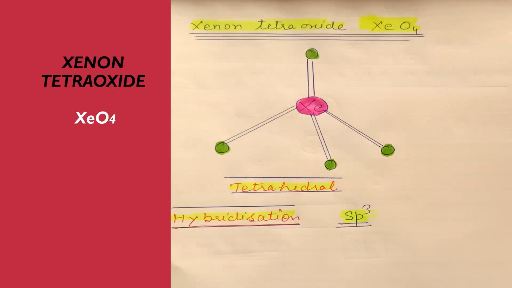Our next xenon compound is xenon tetraoxide. Xenon tetraoxide is prepared by the action of sulfuric acid on sodium xenate at room temperature, and it has a tetrahedral structure and sp3 hybridization in which all four positions are occupied by oxygen atoms.